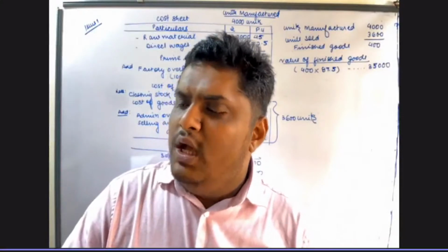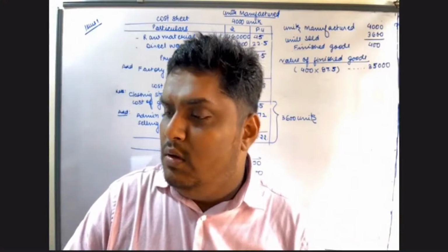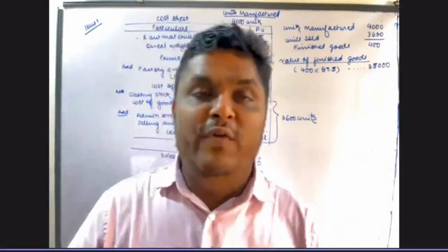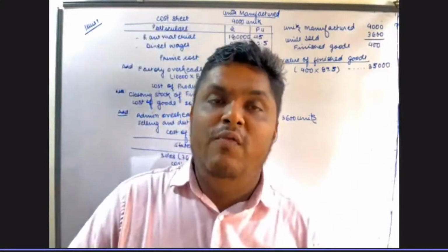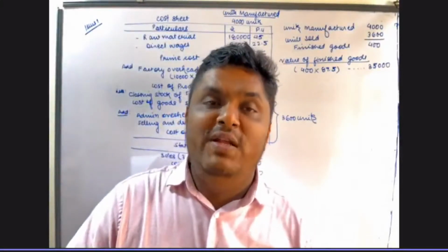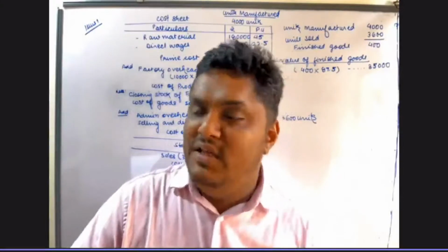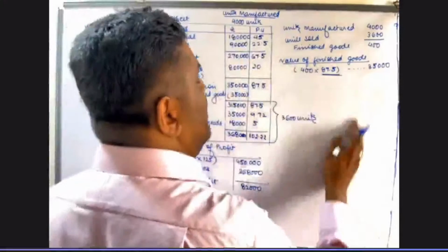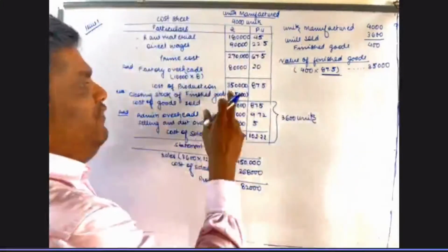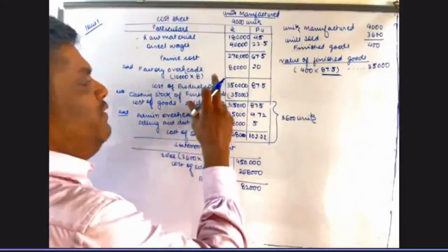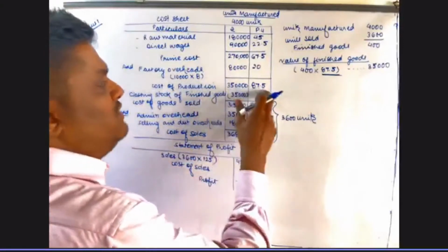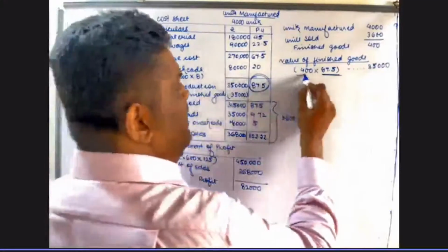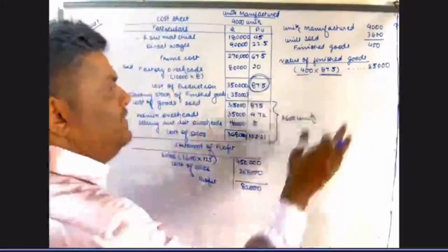Both the approaches are correct, Anando. As I told you, Krishna, the value of finished goods will be the value of cost of production. I mean, finished goods is valued at cost of production. So that's why I have taken this as the value. I've explained it previously that finished stock is valued at cost of production. And the cost of production per unit is 87.5. So 400 units into 87.5, this is how I got 35,000.